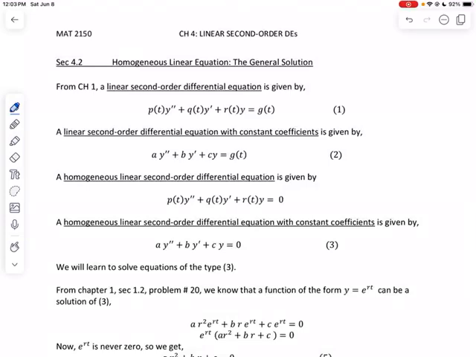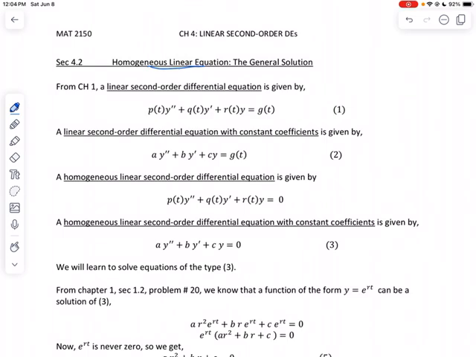We are now looking at section 4.2 of chapter 4, homogeneous linear equations, the general solution. So we will be solving homogeneous second order linear differential equations, and then we will see how to write the general solution.